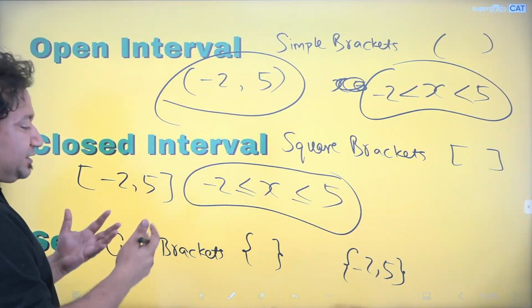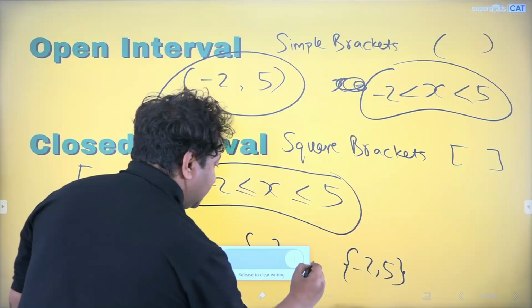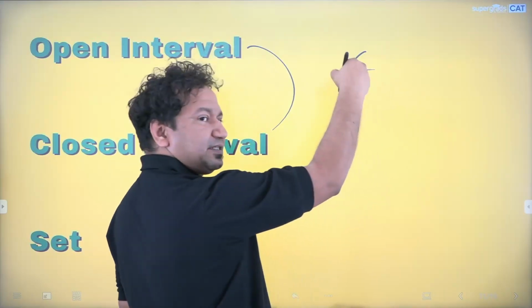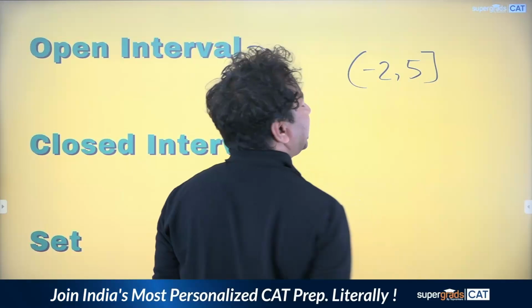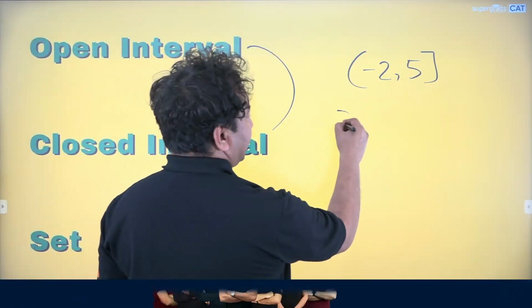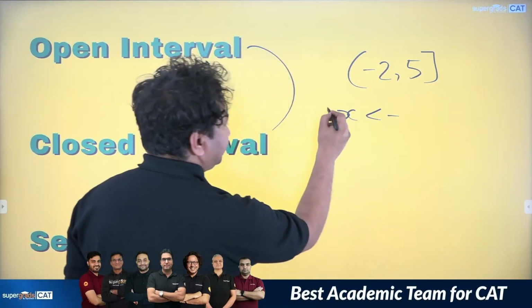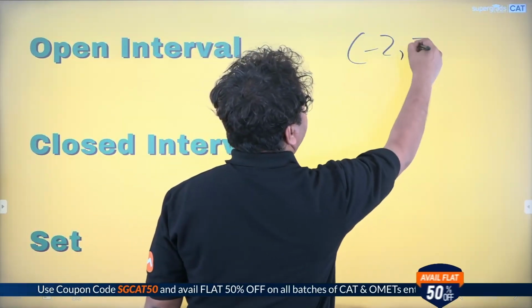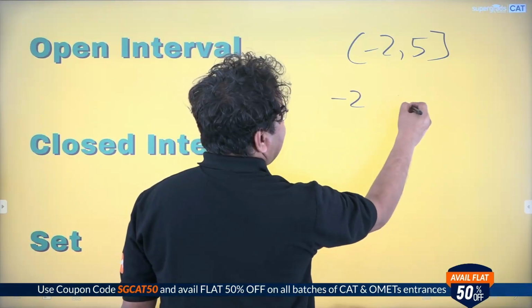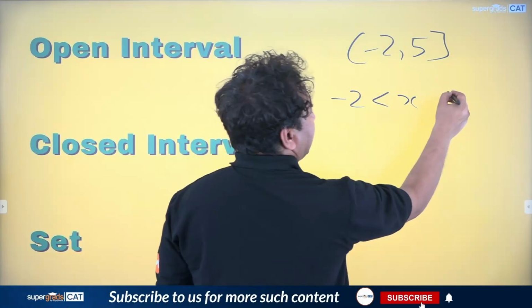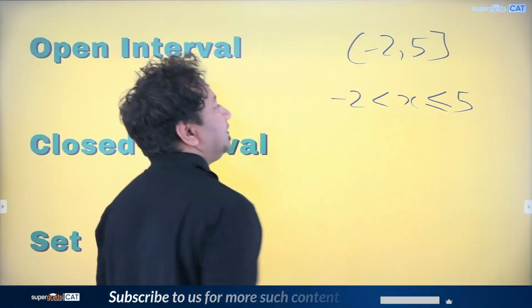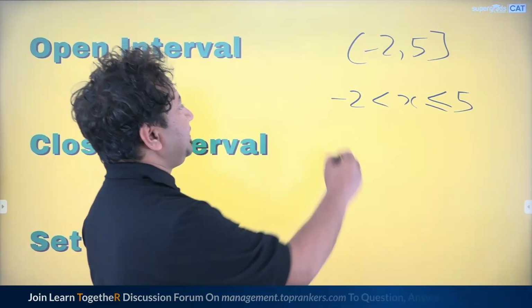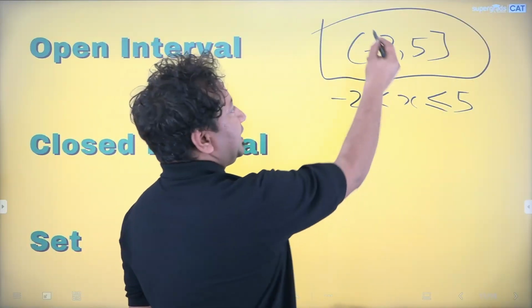By the way, we can also have the mix of these two. How? If I write a simple bracket, (-2, 5], a closed bracket. Now, what will this mean? This means that x is greater than -2 and less than or equal to 5. Clear? So in this inequality, we have used both the symbols, less than and less than or equal to. At the same time, in terms of intervals, we have used both of them.